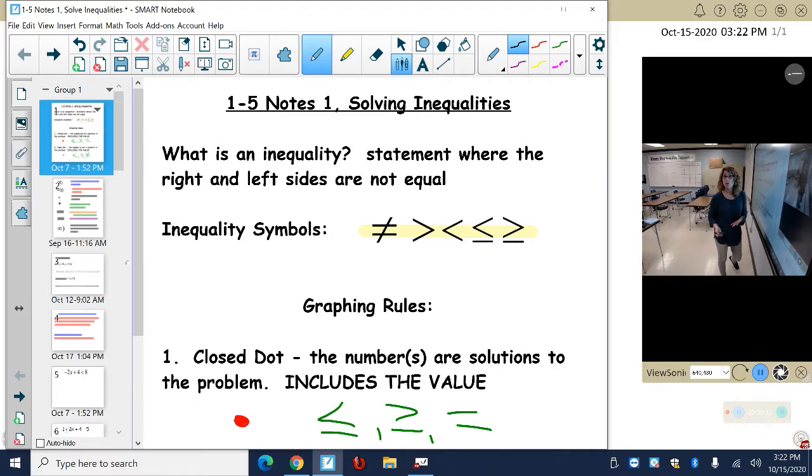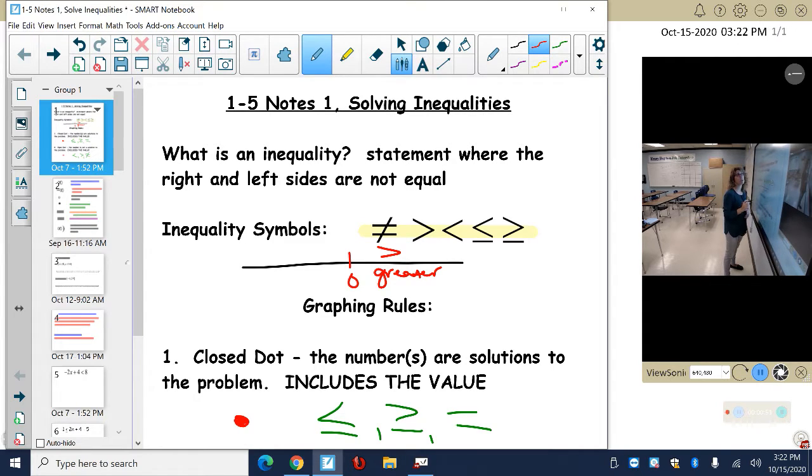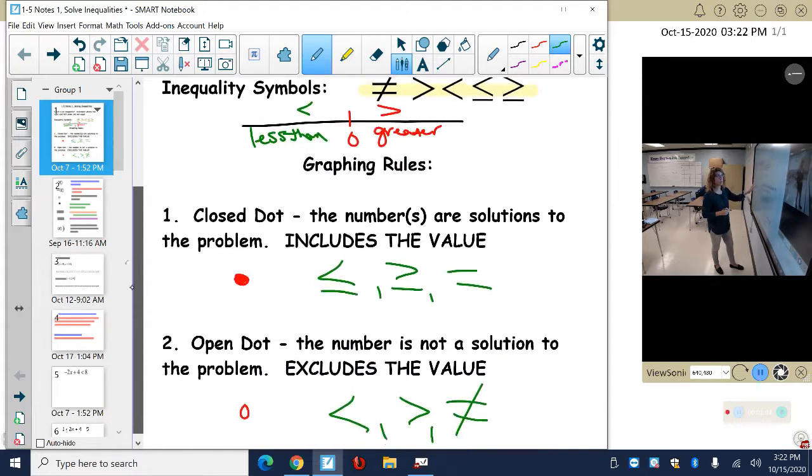Now, how many of you usually struggle with learning the alligators and the crocodiles and stuff like that? What I want you guys to do is literally put 0 on a number line. All of the numbers to the right of 0 are greater than, so when the arrow points toward the right, that's the greater than symbol. When the arrow points to the left, that is the less than symbol because it is smaller than 0 over there. Okay, so that's one thing you need to know.